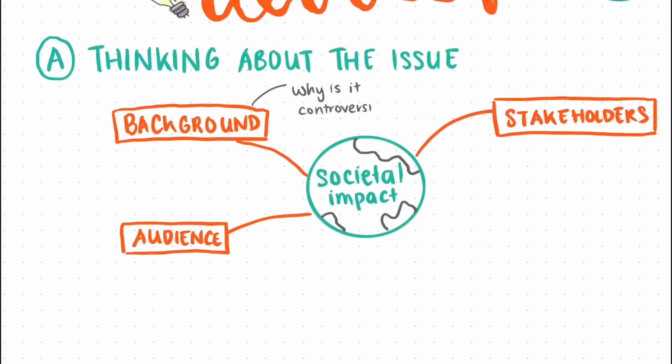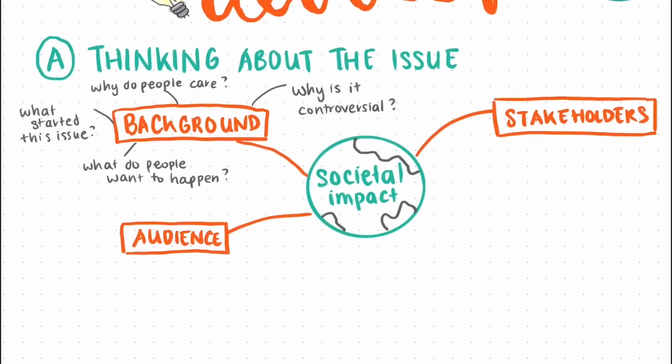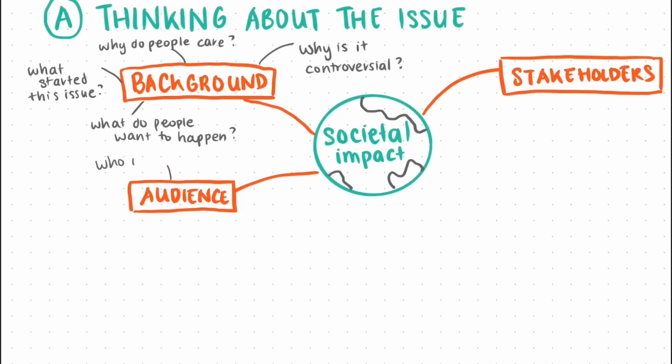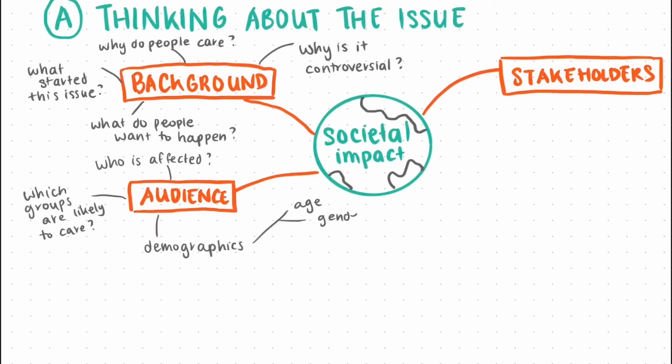When it comes to the background information, you need to think about why it's controversial, why people care, what started it, and what do people want to achieve. With your audience, you need to understand who is affected, what groups are likely to care, and the demographics, for example, occupation, age, gender, social roles.